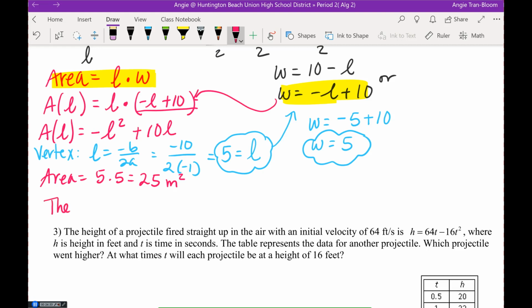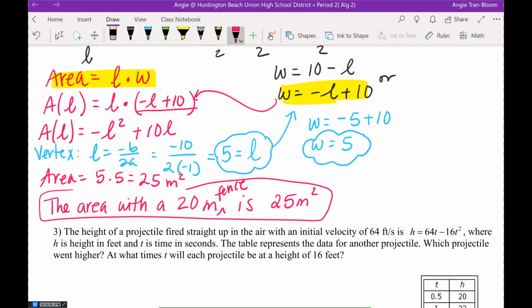The largest area, let's write out a complete sentence. The largest area with a 20 meters fence is 25 meters square. Yes, a square is a rectangle. Do you guys remember this from geometry?